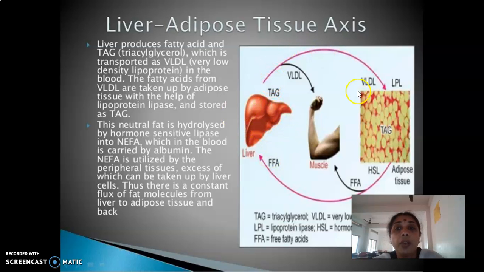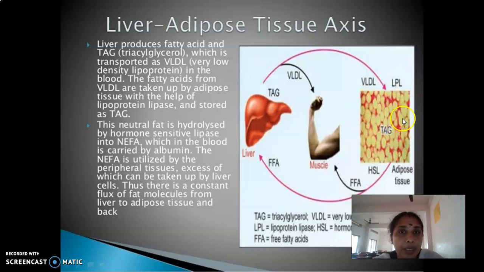Similarly, VLDL on reaching the target tissue, suppose it is a muscle or in the case of adipose tissue, what happens? VLDL will be acted upon by lipoprotein lipases, and this lipase breaks the VLDL and releases the contents into the adipose tissue. And one of the major contents present in VLDL and chylomicrons is the TG. In case of chylomicron, it is the exogenous TG, while in case of VLDL, it is the endogenous TG. So that is how the adipose tissue becomes rich in triacylglycerol, right?